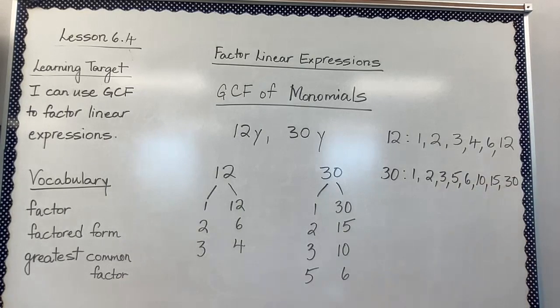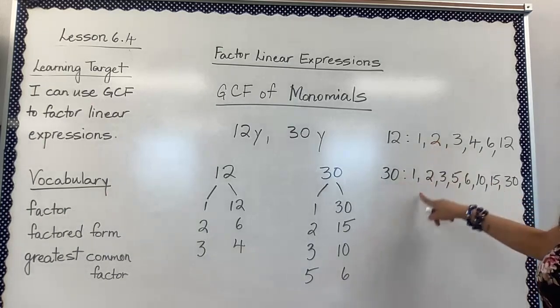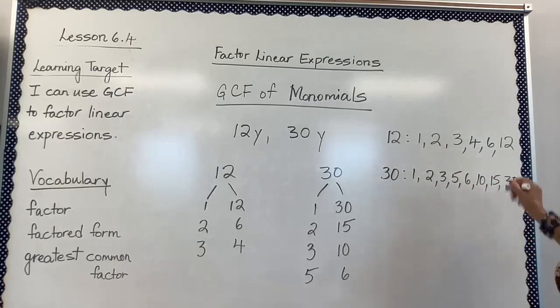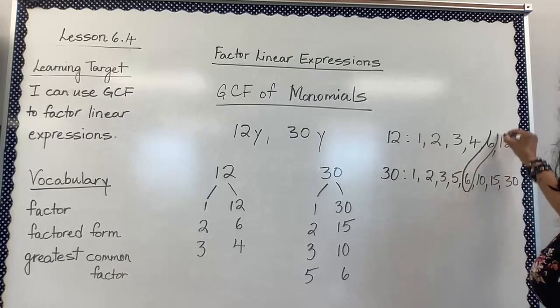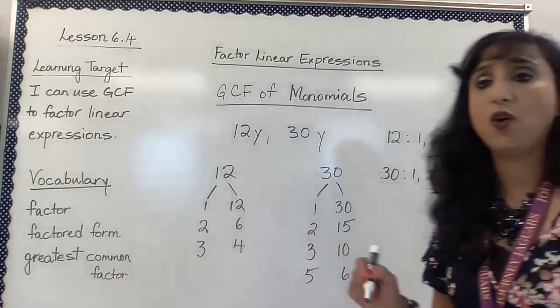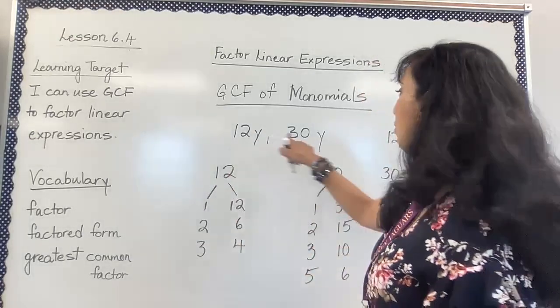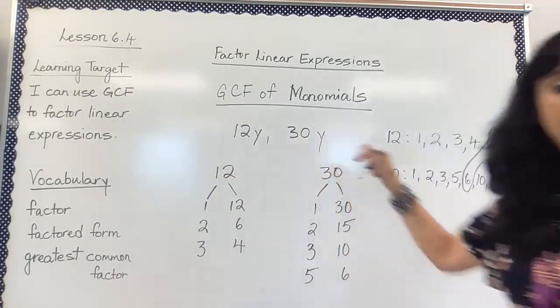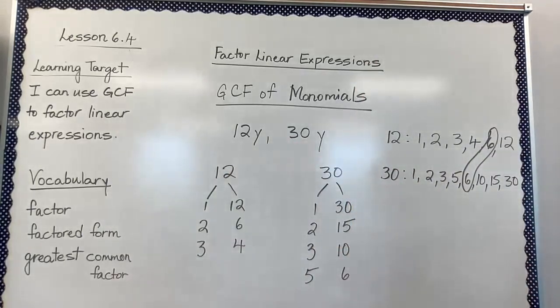All right, and then I'm going to look at which one is the greatest common factor between these two. You have 1 common, 2 common, 3 common, 4 is not common, 5 is not common, 6 is the greatest common factor between these two, and so then 12, 10, 15, 30 are not common. So the greatest common factor of the coefficients, because this is a coefficient of the variable, is going to be 6.